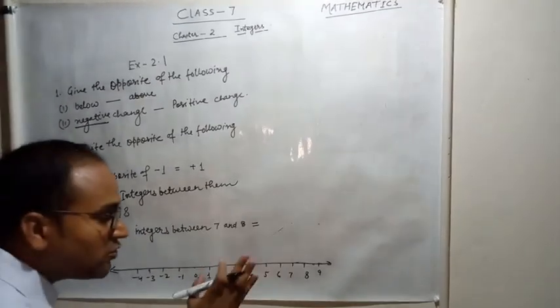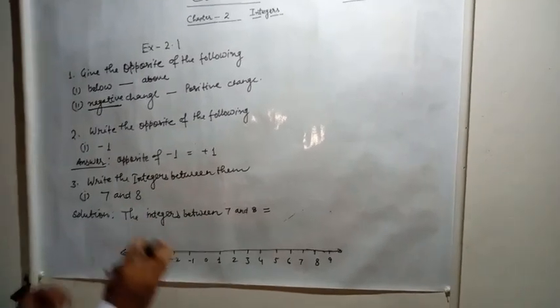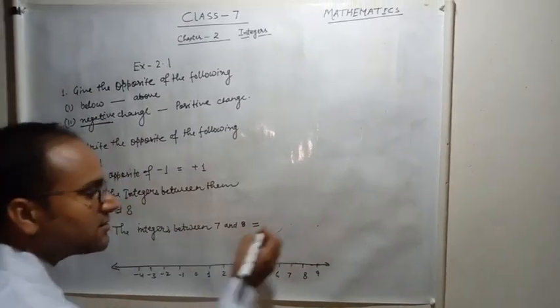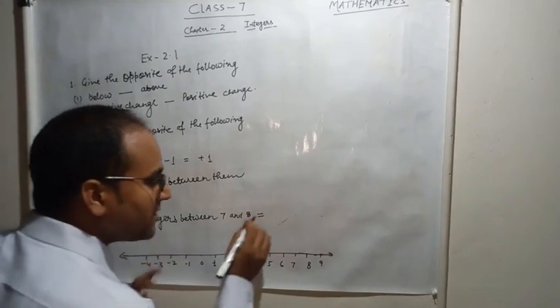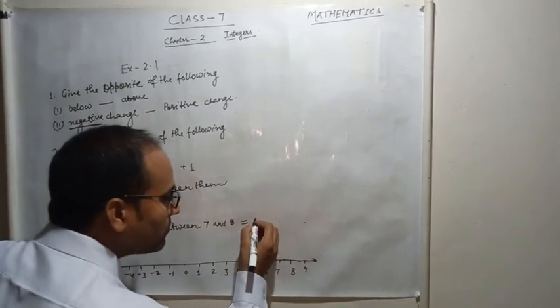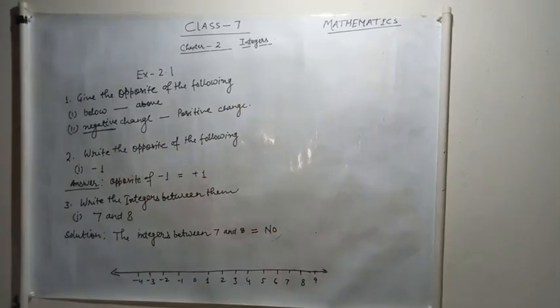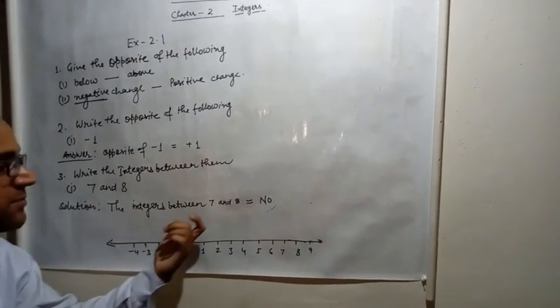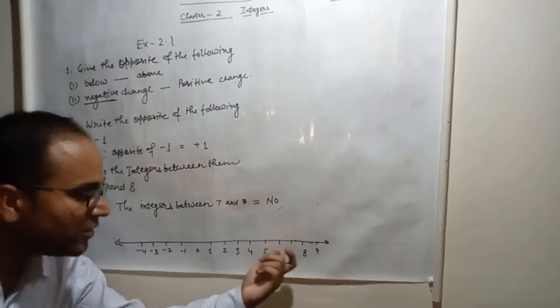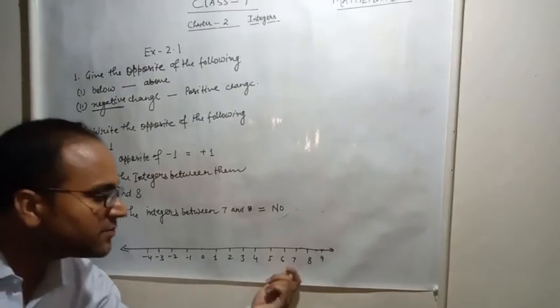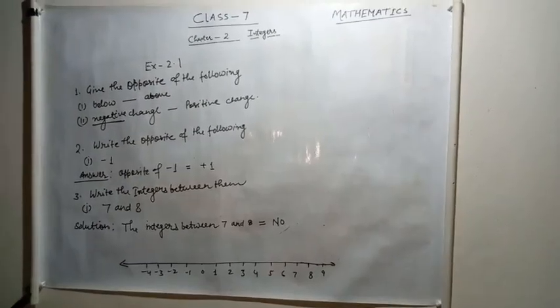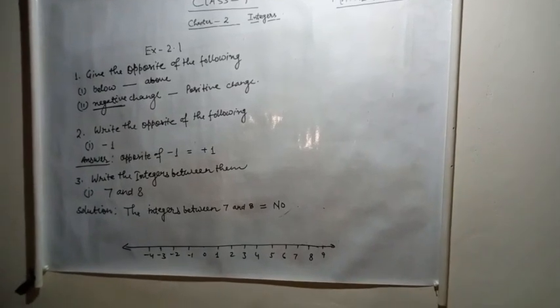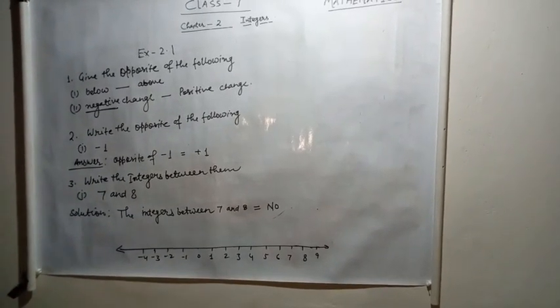So in between 2 consecutive integers there is no integer, meaning 0. Write the integers between 7 and 8: there is no integer. There is no integer that lies between 7 and 8. The other questions you can do at home.